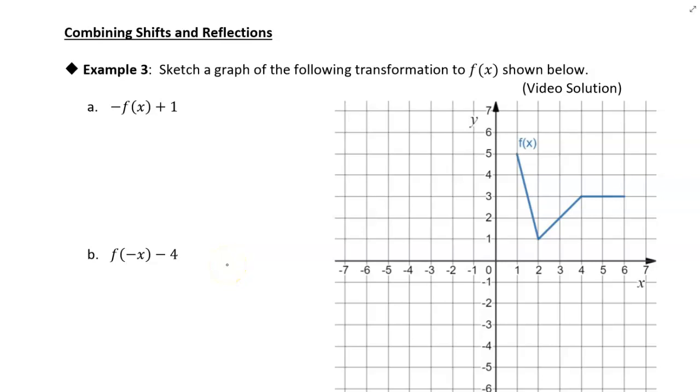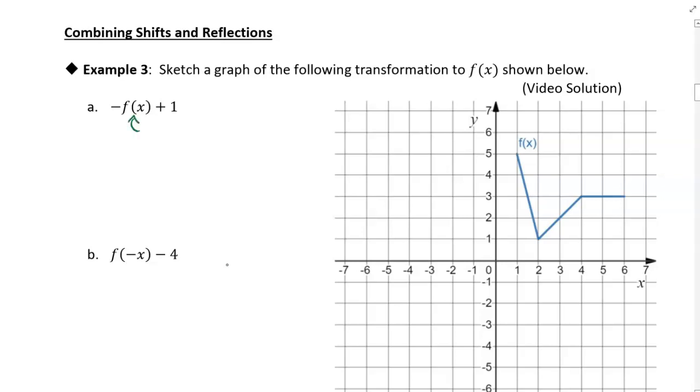All right, so now we're going to look at combining shifts and reflections. So we have a graph of f of x. It's just this sort of piecewise thing shown in the graph, and we want to look at these transformations of f of x. So if you look at part A, the negative f of x, what does that do? That's going to reflect it across the x-axis, right? All of the outputs of the f of x become negative for the same x value.